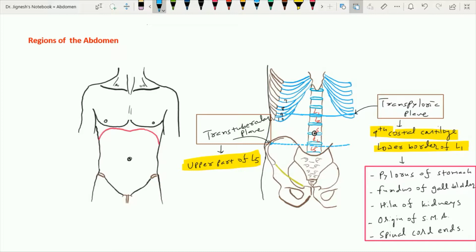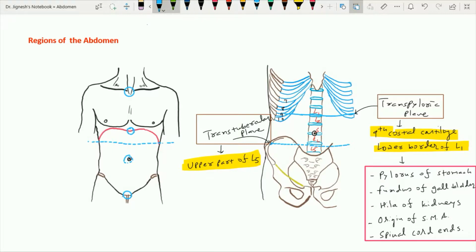The upper horizontal plane is the transpyloric plane, which is going to pass through the pylorus of the stomach at the 9th costal cartilage, and this is approximately midway between the suprasternal notch above and the pubic symphysis below. And from a practical point of view, it is roughly counted between the lower part of the xiphoid process above and the umbilicus below. So this is the transpyloric plane, which we have already discussed.